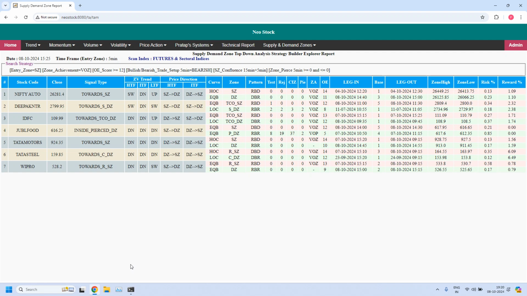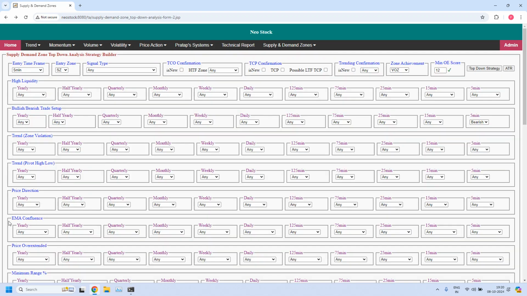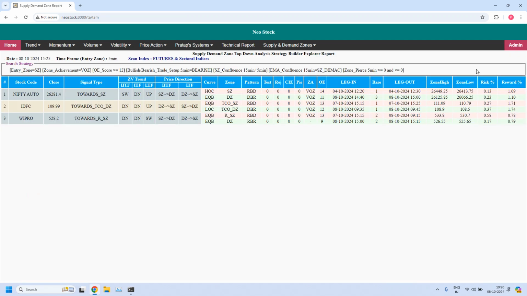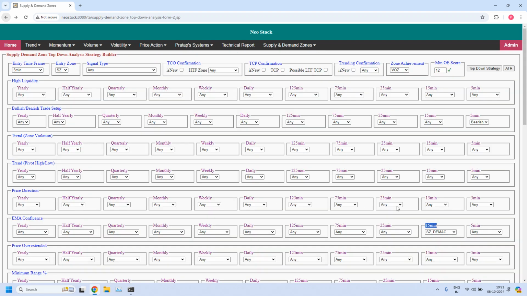And if the 15 minute trend is a downtrend, and any of these 15 minute supply zones have daily EMA confluence, it's a high probability setup. So in the EMA confluence, 15 minutes time frame, I am checking 15 minute supply zone with daily EMA confluence. Let's verify. 3 stocks are having it. In these 3 stocks, 15 minute supply zones are having daily EMA confluence. Now let us verify next LTF, ITF, HTF supply zone confluence.